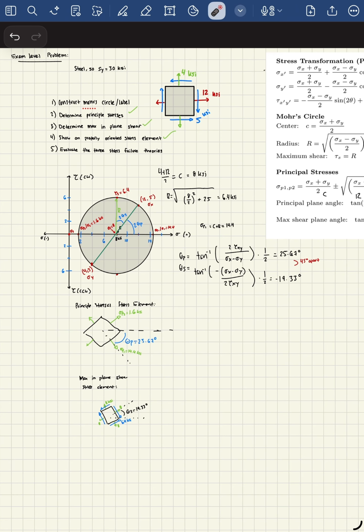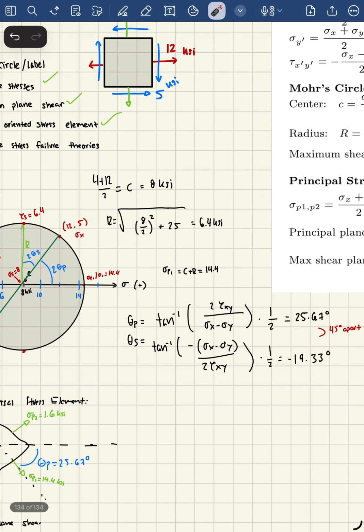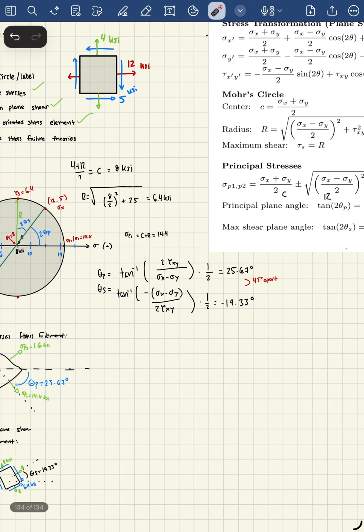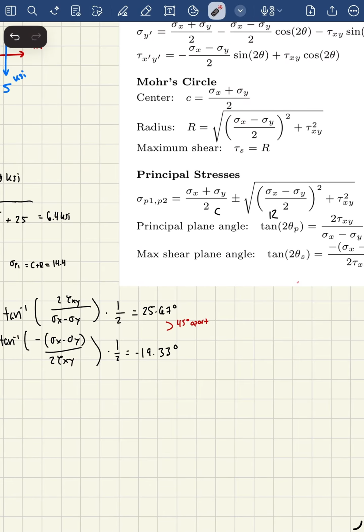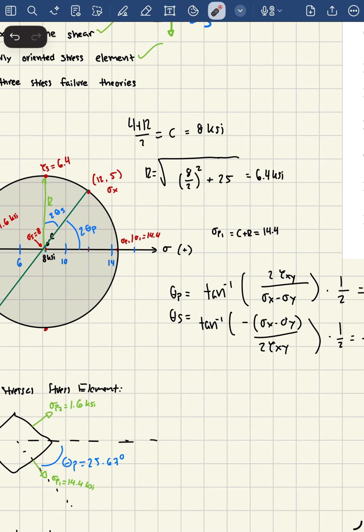After that, you have to figure out the radius. That is just going to be this long equation. It's done using the Pythagorean theorem. We won't cover that. However, it's going to work out to 6.4 ksi, because it's going to be 8 over 2 squared plus 5 squared, as you're going to get 12 minus 4 is going to be 8, and then etc., etc. So that's how you get the radius.